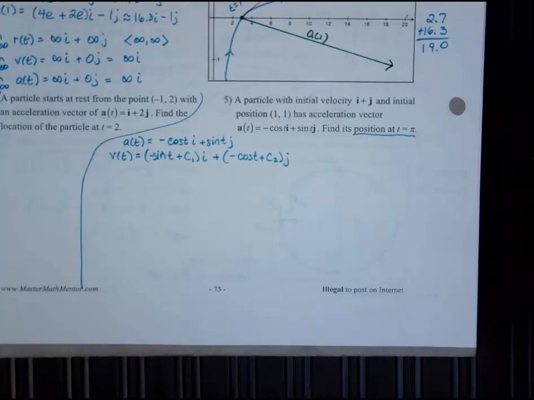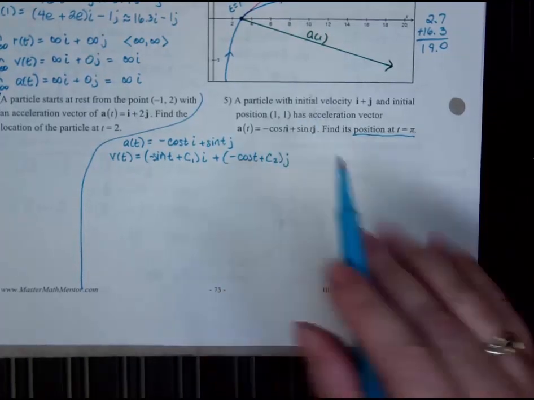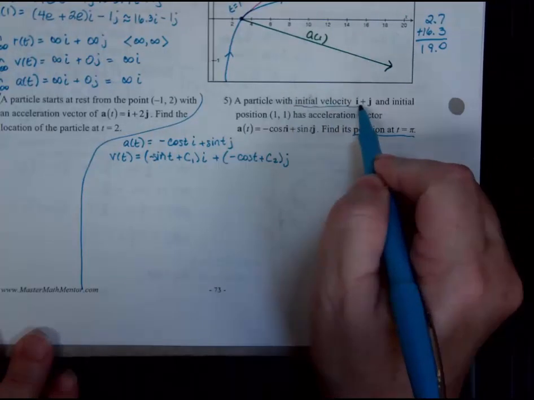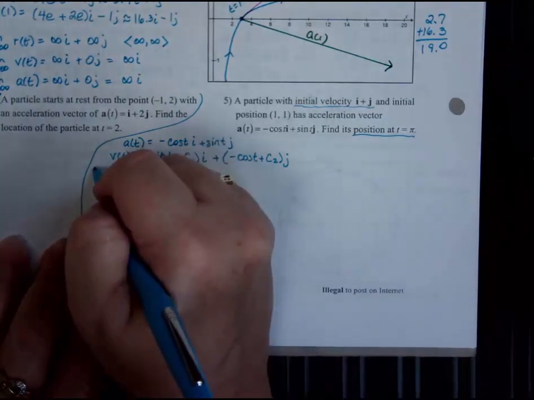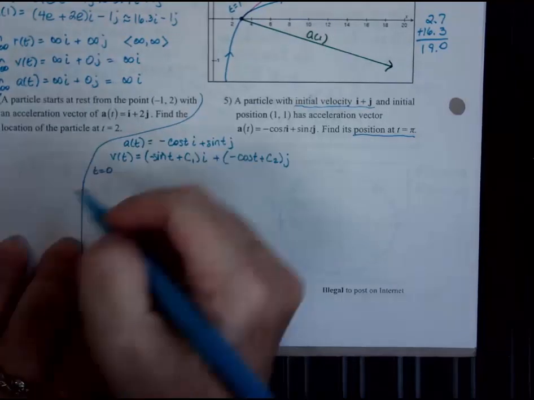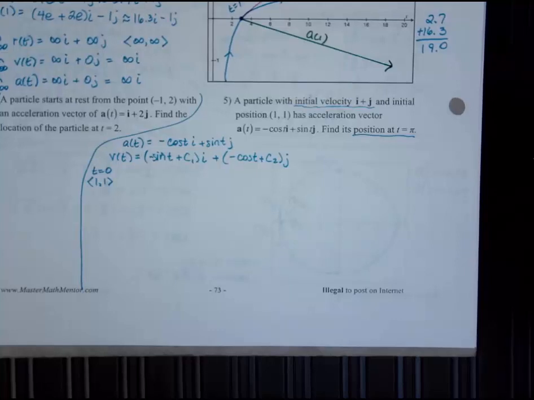In the problem, I have been given what I need to find C1 and C2. What do you think that information is? Initial position? It's not initial position, because that's for plugging into position. They tell me initial velocity. Initial velocity is 1i and 1j. So initial means when t equals 0.